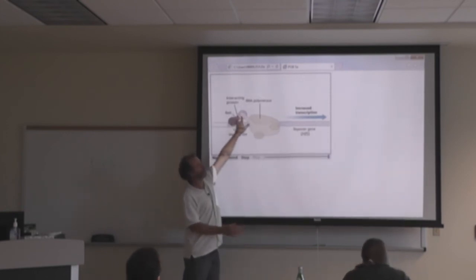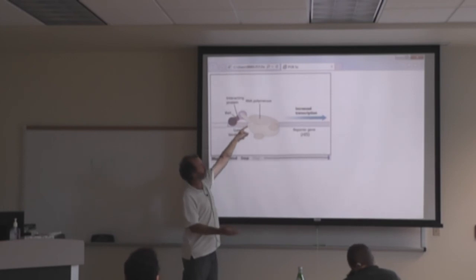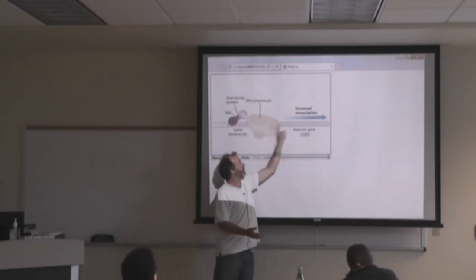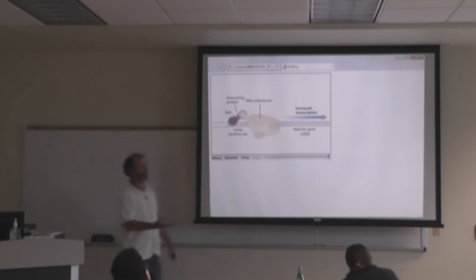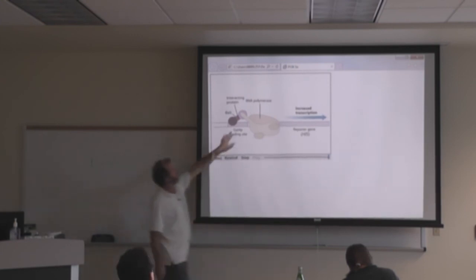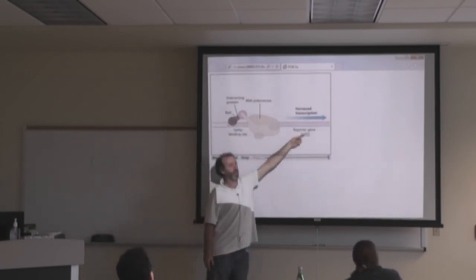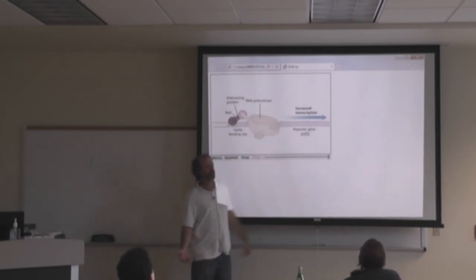So when these two are brought together, you make the whole and you're able to express whatever gene is down here. And in this example, the reporter gene is the gene to make histidine. And you're growing the yeast in histidine deficient media in this case. So only the cells that have an interaction will be able to survive on the histidine. Does that make sense?